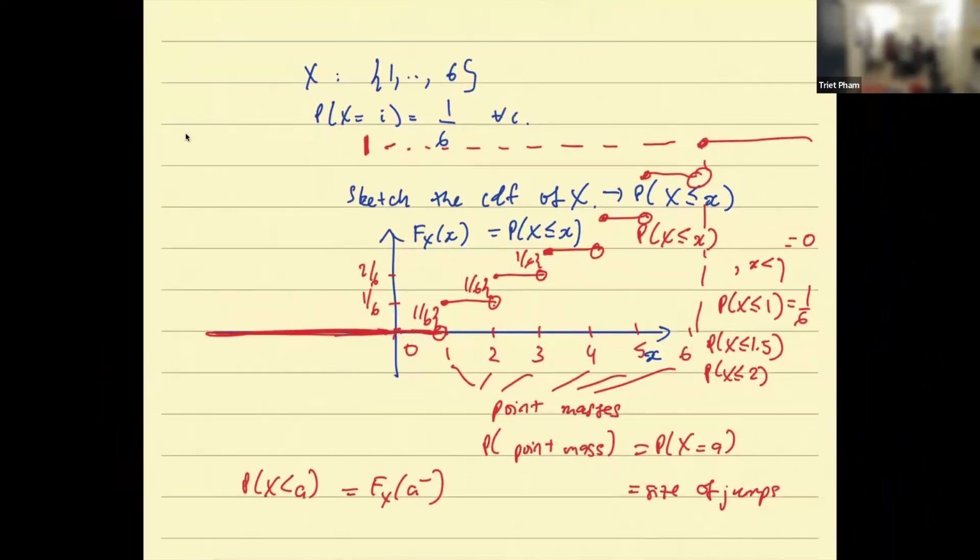So a step function is a hallmark of a discrete random variable in terms of CDF. Any questions?